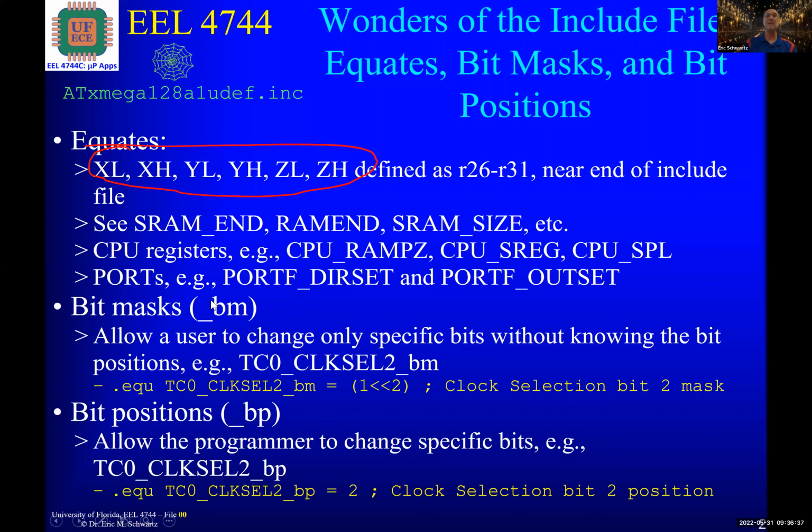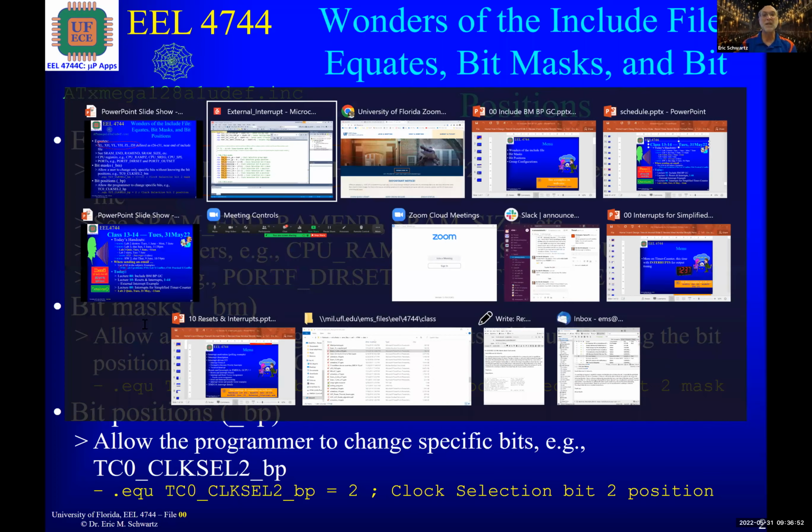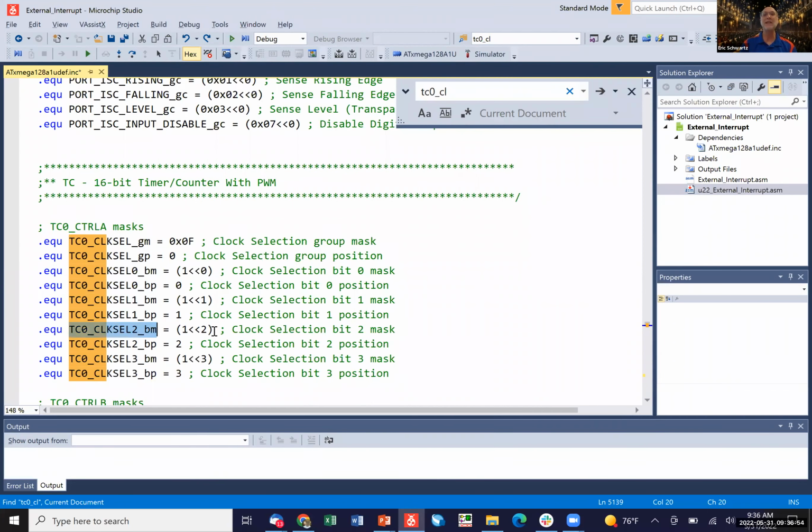The bit mask, like this one, clock select. I guess we've been doing prescalers, so it's maybe not the best one to see, but let me just show you select 2. There's this notation that's used in this include file, a bunch of these shifts. That's saying shift the number 3 one bit to the left.